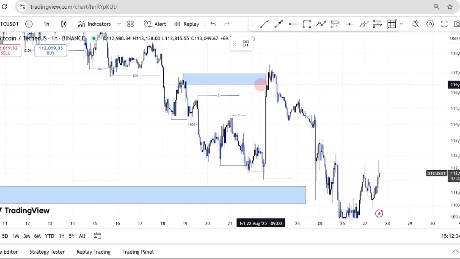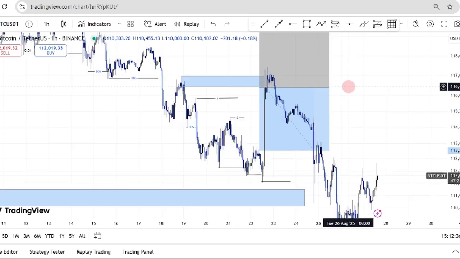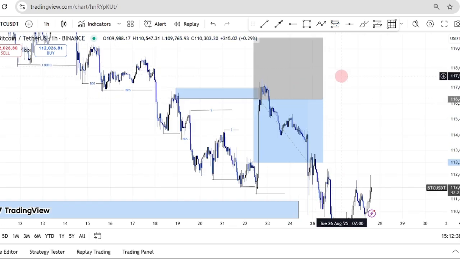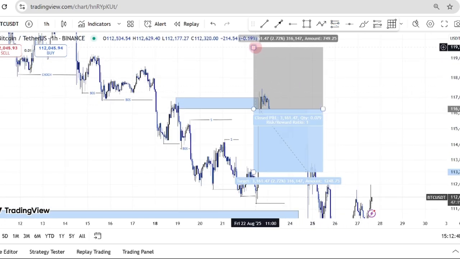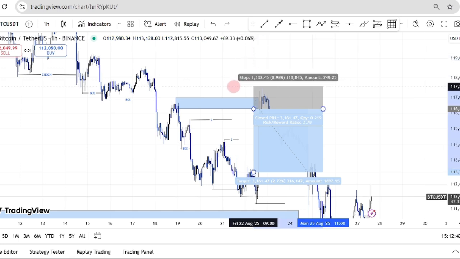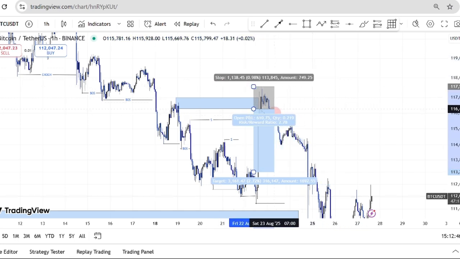I placed my sell entry right here, and my stop loss was sitting a little bit, sorry, a little bit above this high.